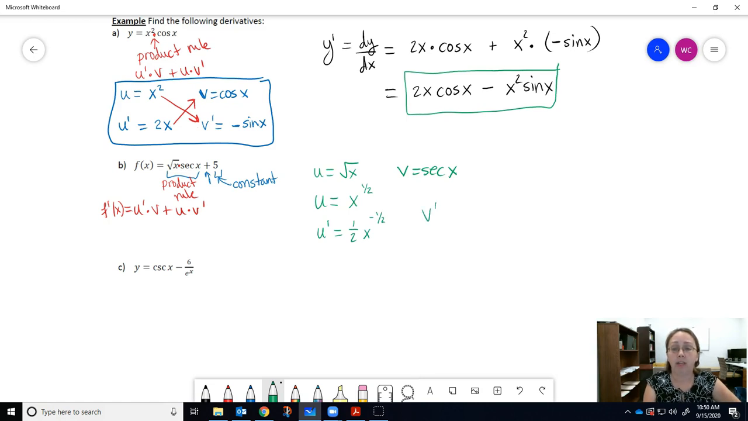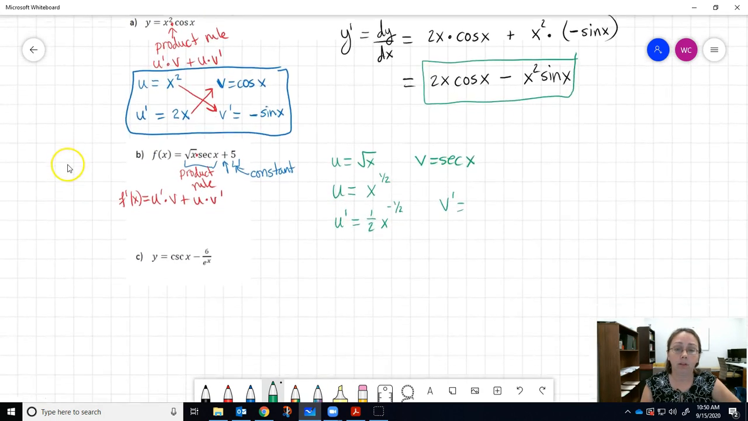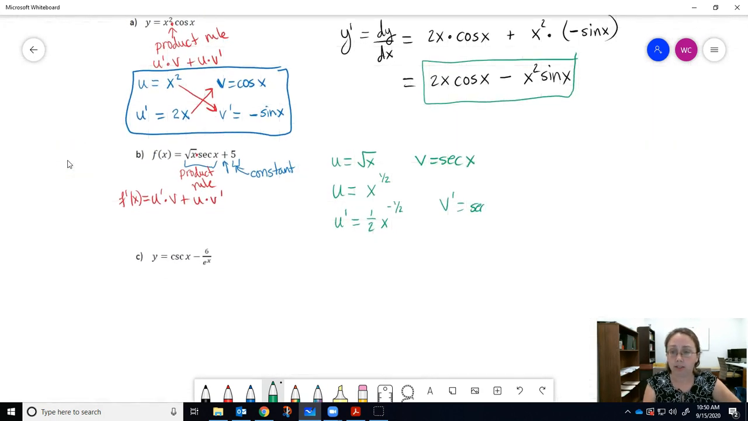The derivative of v, all right, what was the derivative of secant? If we go back up, we can double check our rules. Make sure you memorize this. The derivative of secant is secant tangent. So we're going to write that here, secant tangent. This is everything you need to fill into your product rule.